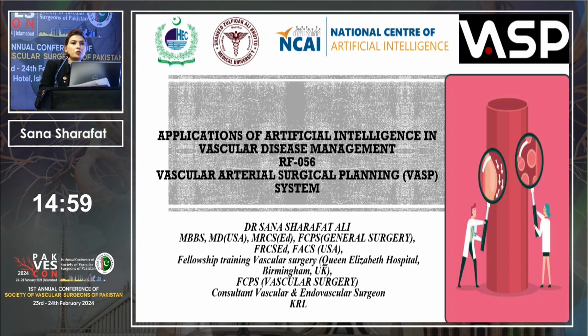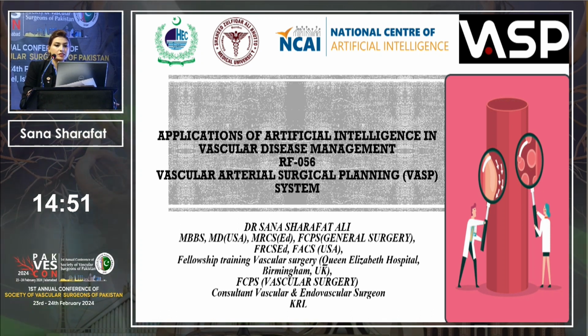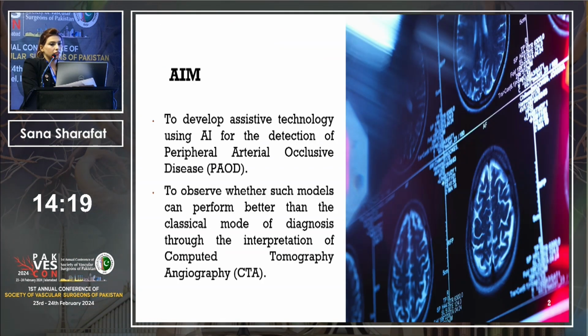Bismillahirrahmanirrahim. As we all know, the properties of human intelligence being exhibited by a broad spectrum discipline that focuses on designing systems is named artificial intelligence. Artificial intelligence has actually revolutionized medical science by assisting physicians in clinical decision making. So today I'll be talking about applications of artificial intelligence in vascular disease management, and I'll be sharing with you our AI-based project, the Vascular Arterial Surgical Planning System, that is funded by the National Center for Artificial Intelligence and Higher Education Commission.